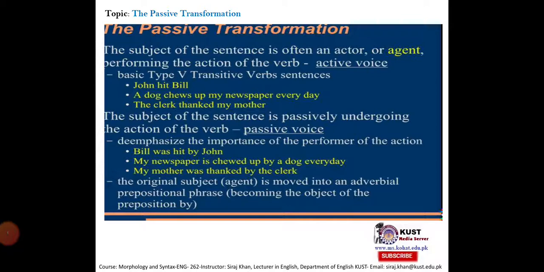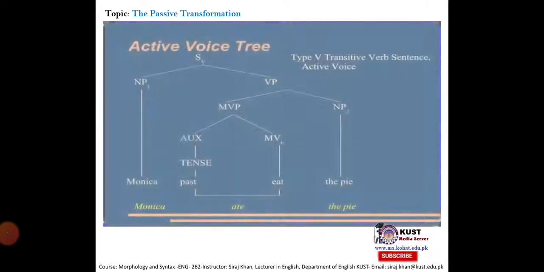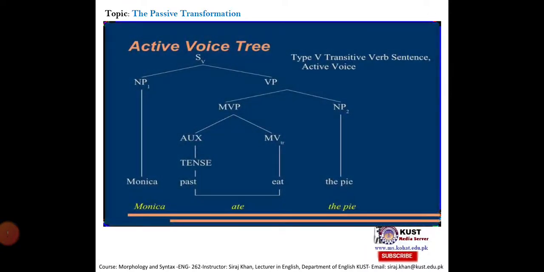The original subject agent is moved into an adverbial prepositional phrase, becoming the object of the preposition by. But by we always use before the object of the passive voice, but in certain cases we don't use by as a preposition, not always. The active voice sentence will go like Monica ate the pie.